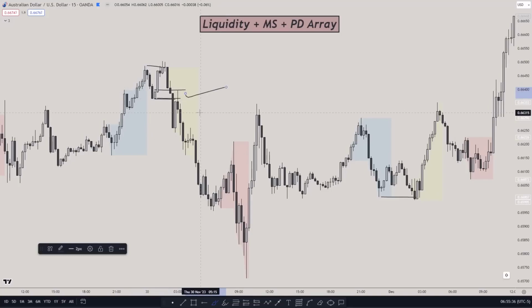So what is the point of this? Why am I going over this? I'm telling you that it's not really a new strategy. It's not really the holy grail. It's just a combination of liquidity, market structure, and PD array. Those are the three main concepts that if you blend together, and you get a combination from the liquidity, the market structure, and the PD array, you get a setup.